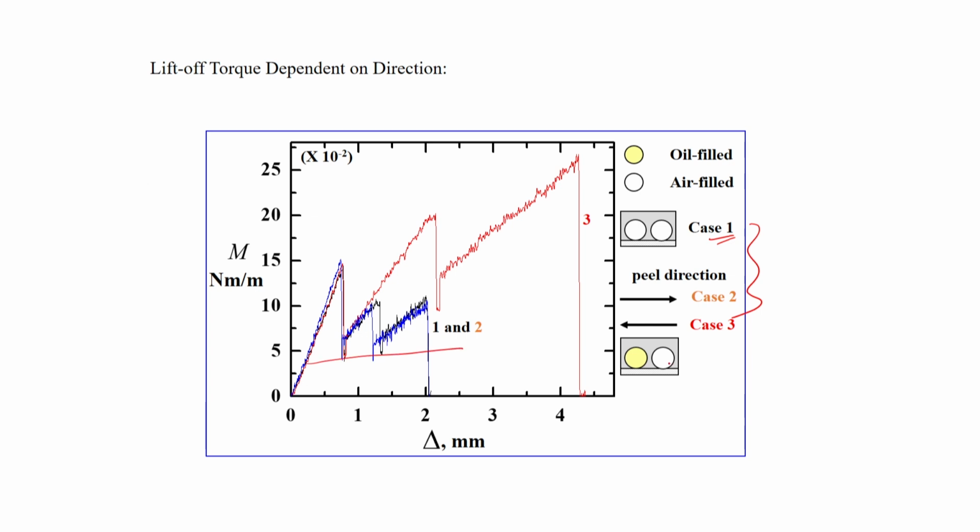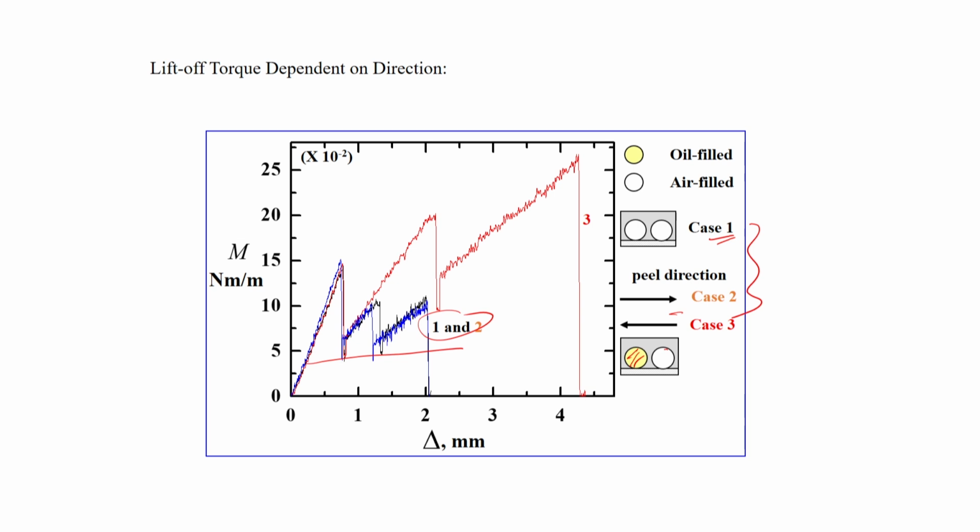So that means if the crack sees the oil first, it doesn't have much effect. For case 1 and case 2, the crack first sees the oil filled channel, and the difference is not much. But if it propagates from the other side, so it sees the air filled channel first and then the oil filled channel, then this effect is enormous, and you can see the increase in the torque required to drive this particular crack at the surface.